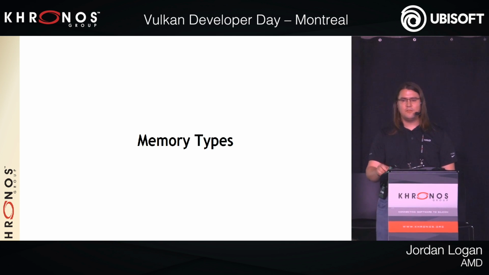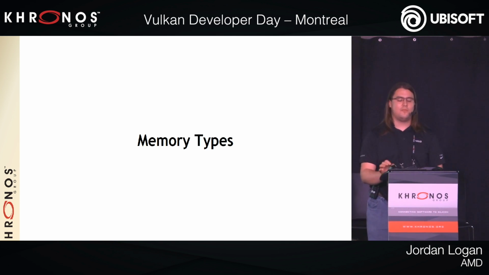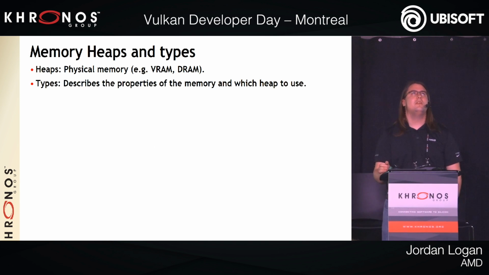So let's start off by talking about the memory types. Now, some quick terminology is that in Vulkan, you have memory heaps and memory types. The heaps are actually your physical memory, like your VRAM and your DRAM, while a type simply describes the actual properties of that memory and how it acts, and also which heap that type of memory uses.